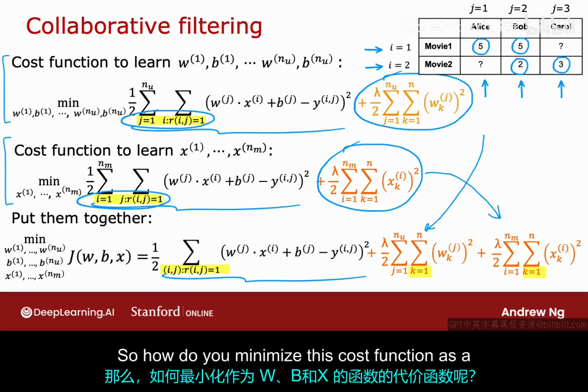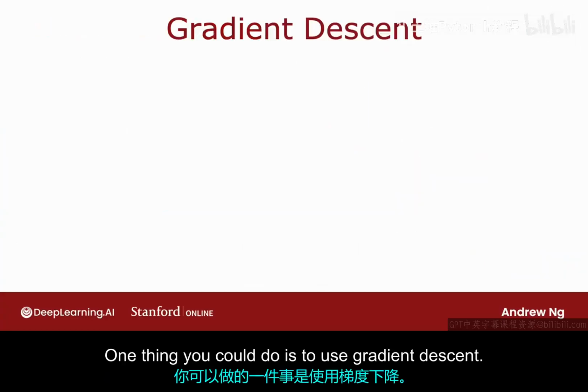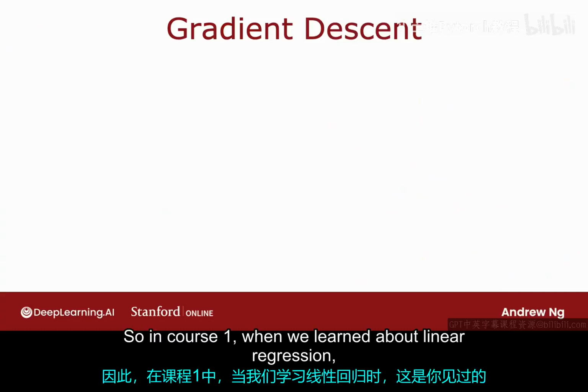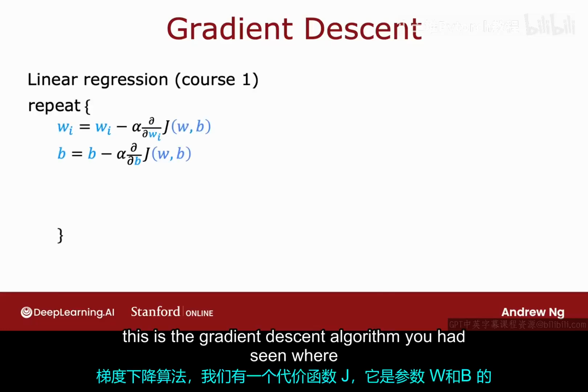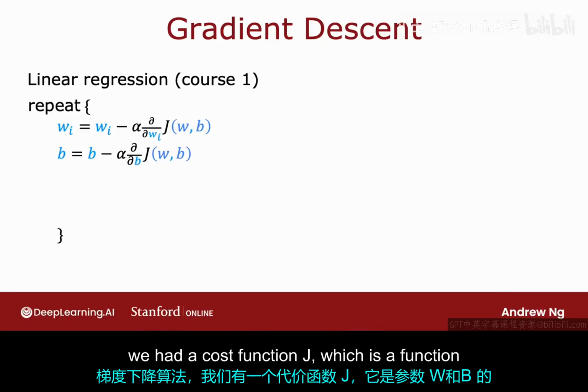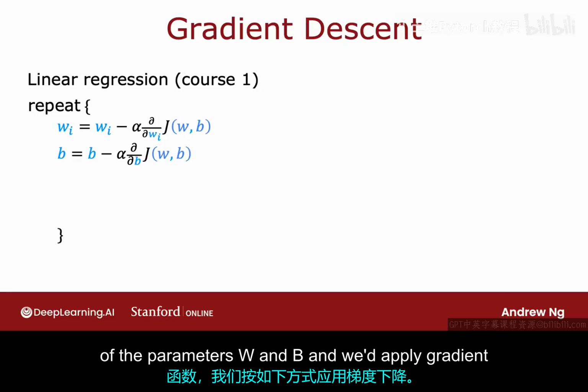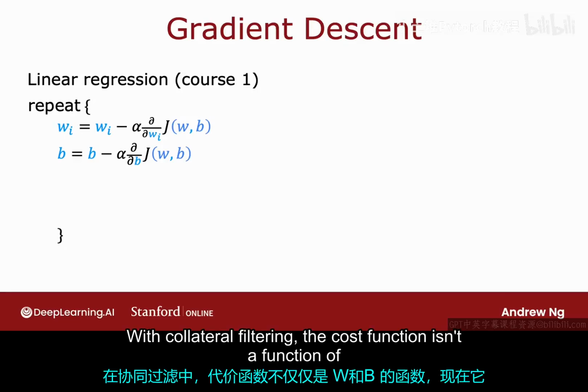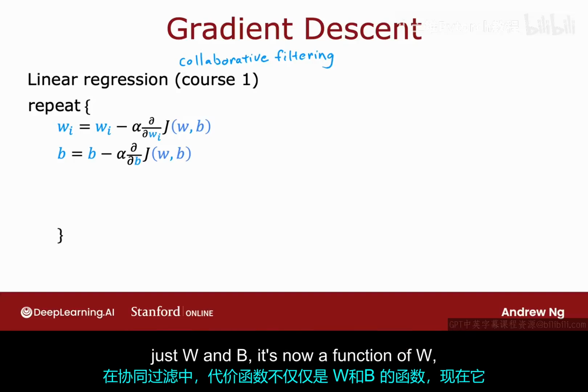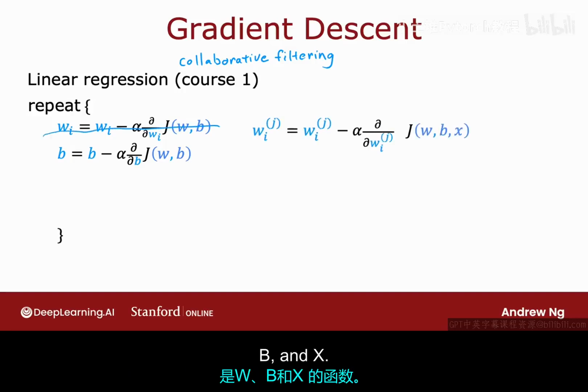So how do you minimize this cost function as a function of w, b, and x? One thing you could do is to use gradient descent. In course 1, when we learned about linear regression, this is the gradient descent algorithm you had seen, where we had a cost function J, which is a function of the parameters w and b, and we'd apply gradient descent as follows. With collaborative filtering, the cost function isn't a function of just w and b, it is now a function of w, b, and x.